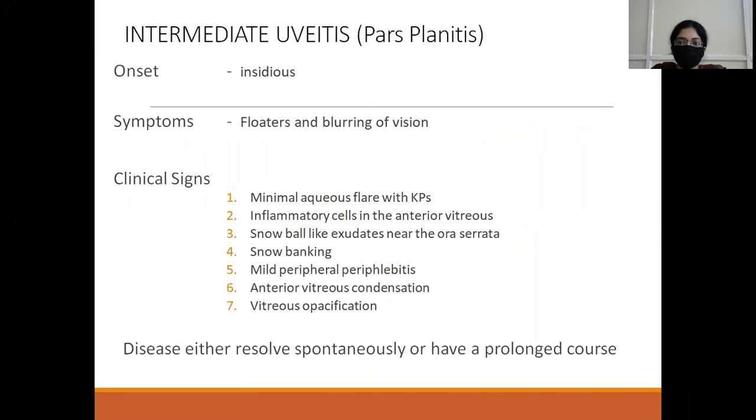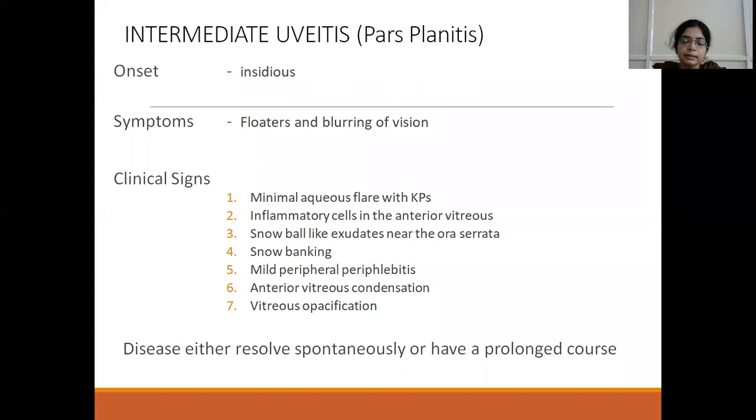Now, intermediate uveitis does not have symptoms like pain, photophobia, or redness, because it is affecting the posterior segment mostly. So whatever symptoms we can see are mostly related to the posterior segment. The patient may present with floaters, which are nothing but black spots in front of the eyes, and also there could be blurring of vision. The onset can be insidious. Usually there is no acute presentation with intermediate uveitis, only blurring of vision and floaters.